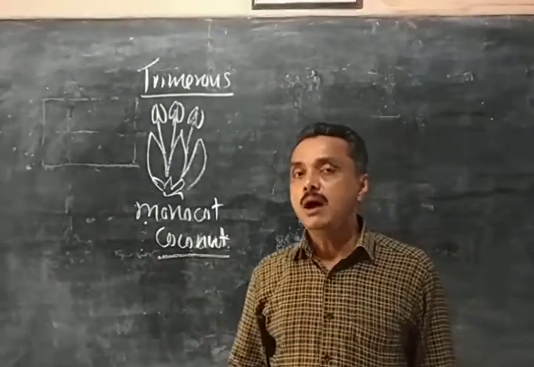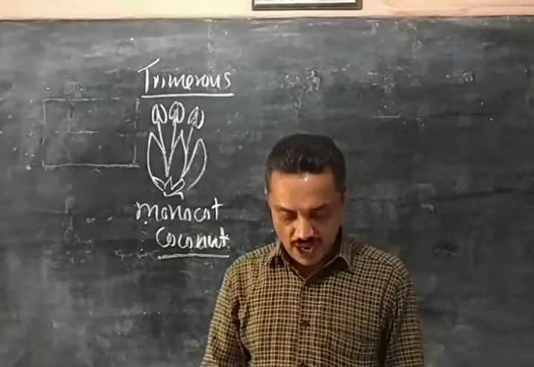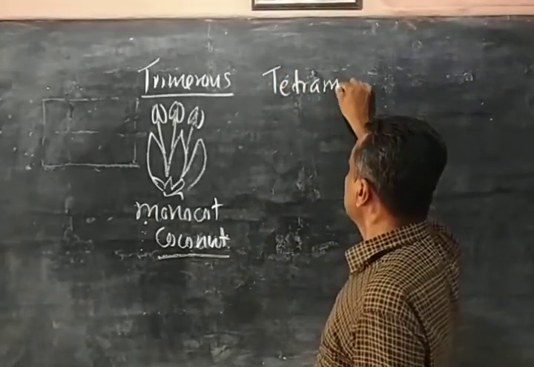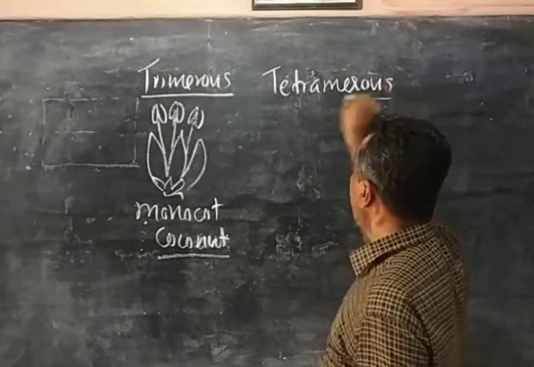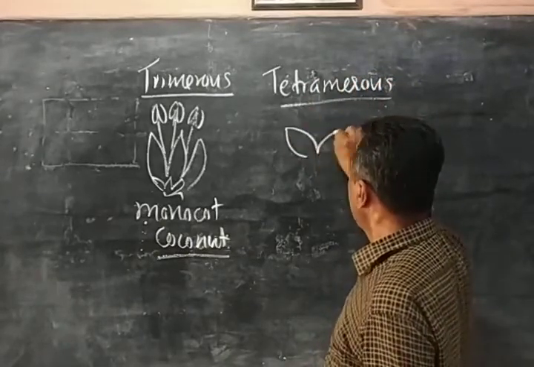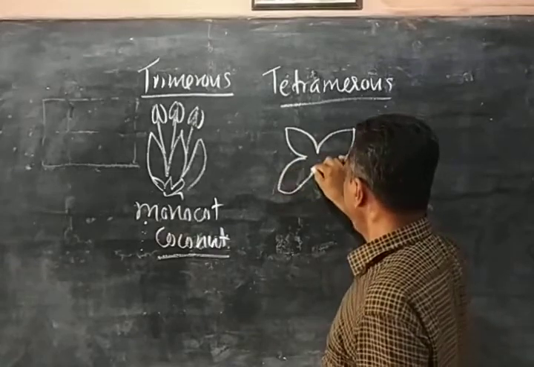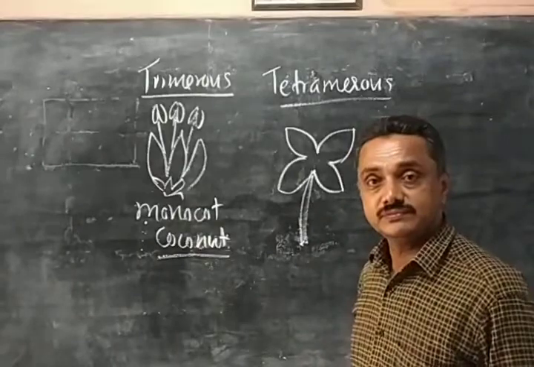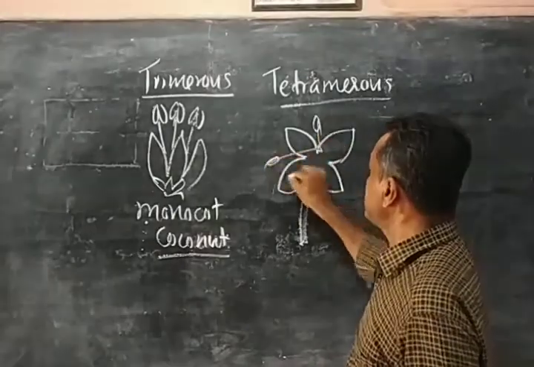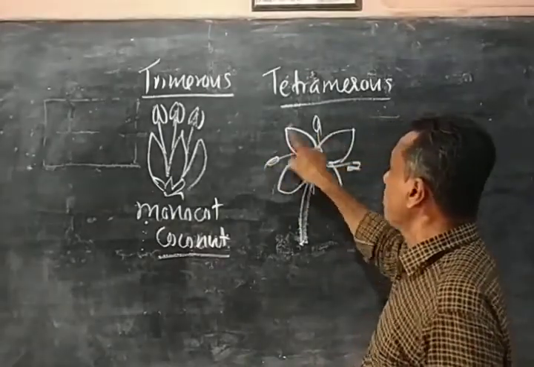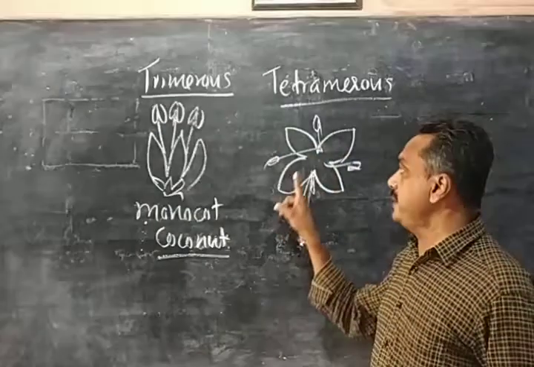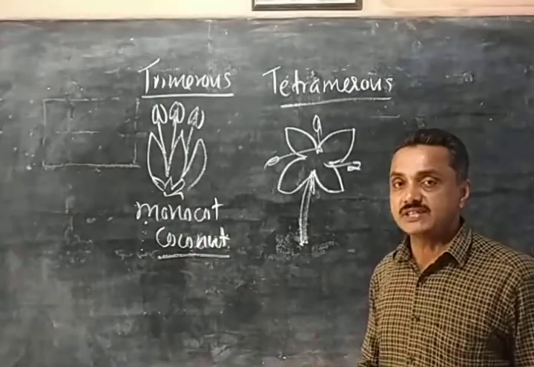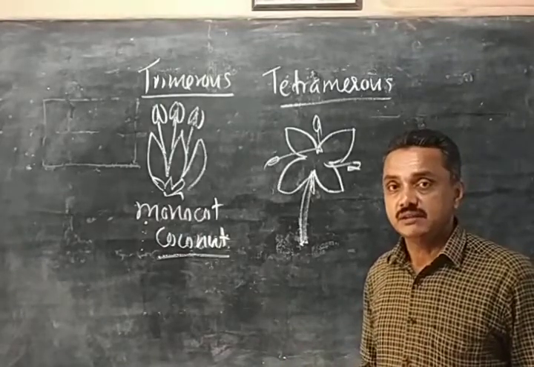Coconut is an example. Monocots are examples. And some of the flowers are called tetramerous. In the case of Ixora, you know the flower is like that. See, flower parts are 4 or multiples of 4: 4 petals, 4 stamens, 4 sepals. Such flowers are called tetramerous. 1, 2, 3, 4 petals, 4 sepals, 4 stamens.